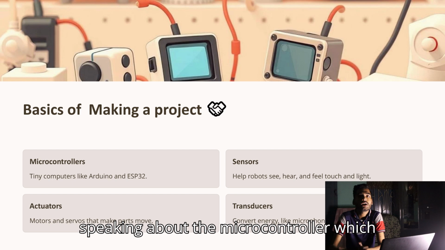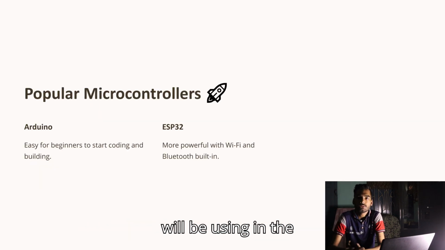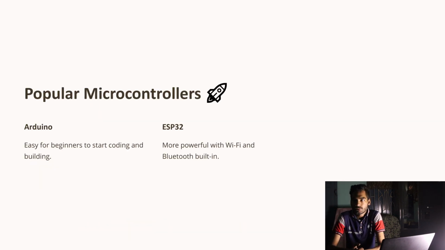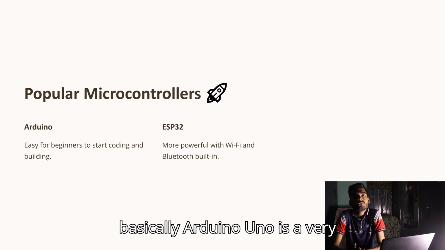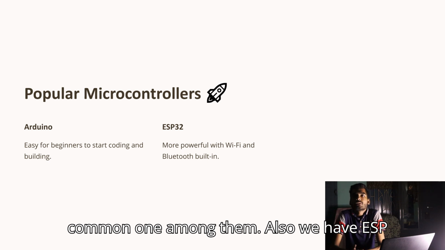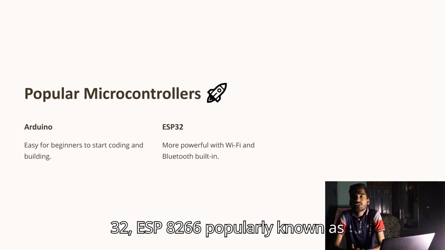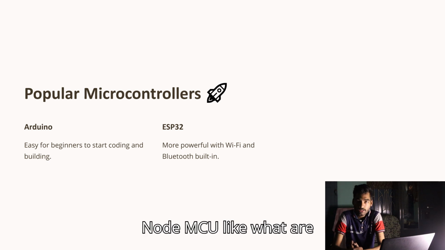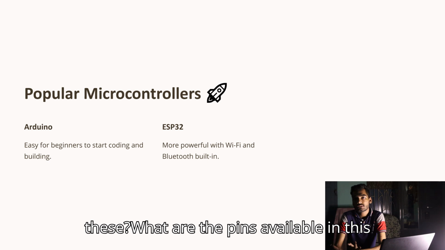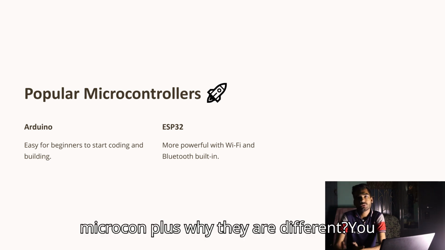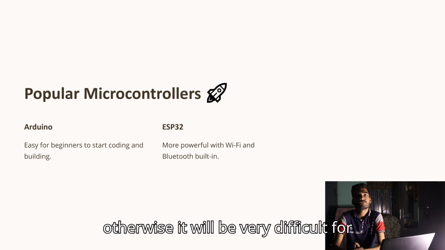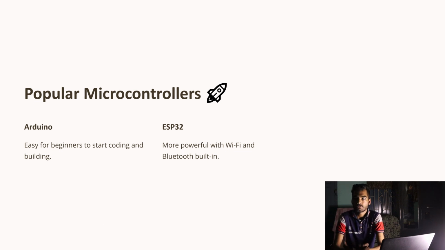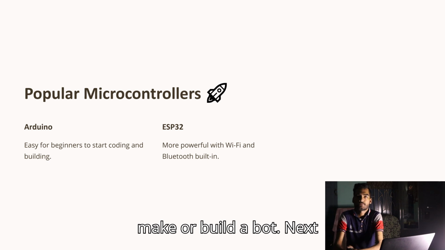And speaking about the microcontroller which we will be using in the robotic project, Arduino Uno is a very common one among them. Also we have ESP32, ESP8266, popularly known as Node MCU. Like what are these? What are the pins available in these microcontrollers? Why they are different? You need to know these basics first. Otherwise it will be very difficult for everyone to make or build a bot.